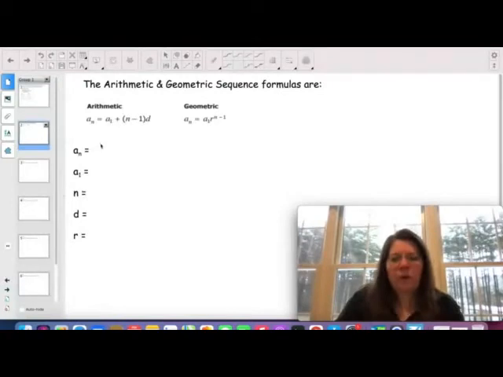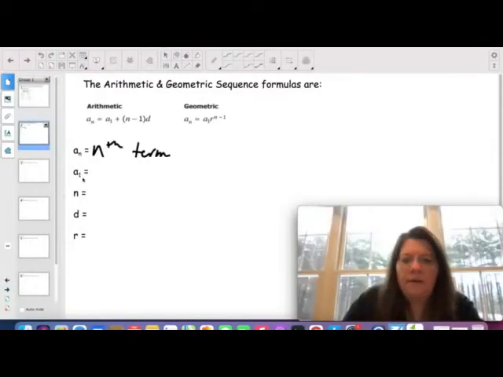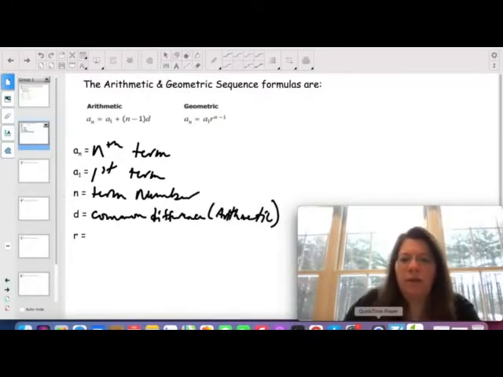So just a quick recap: a sub n is the nth term. A sub 1 is the first term. N is the term number. D is the common difference, and we use d when we're talking about an arithmetic sequence. And r is the common ratio.